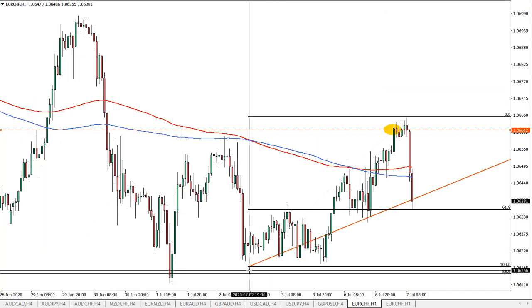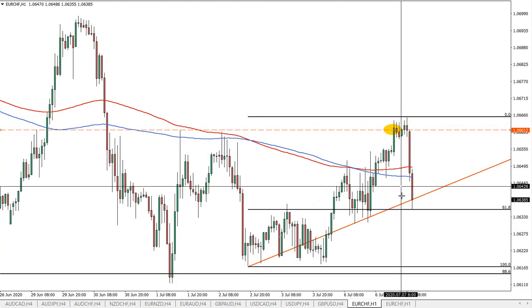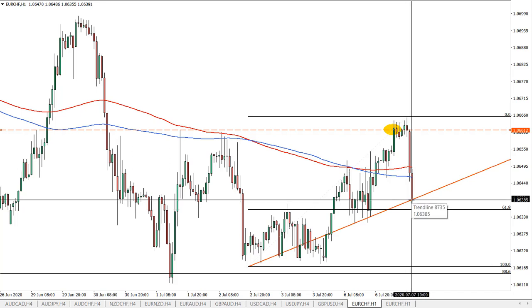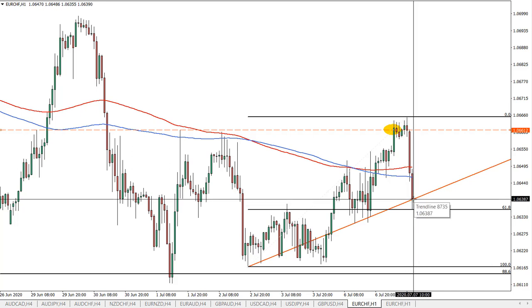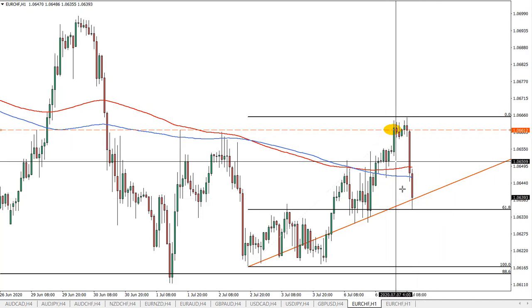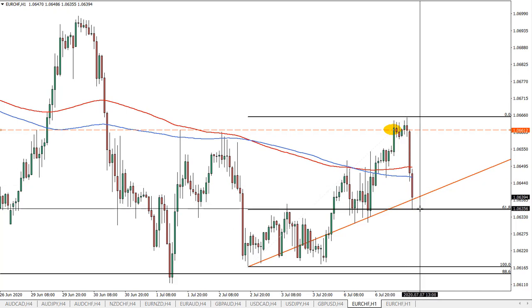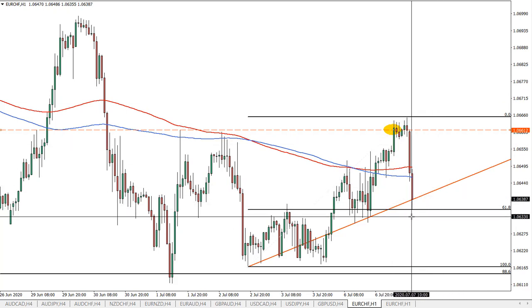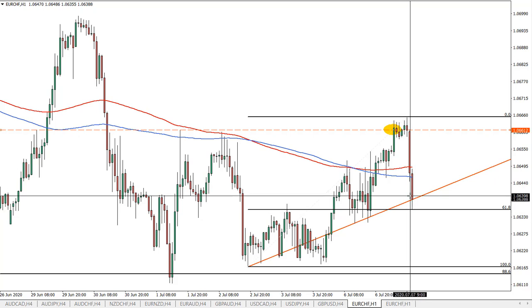So here I have applied FIBs to this overall uptrend, and price has reached cleanly the 61.8 FIB, and besides it has reached also the uptrend trend line. Now this makes me think that the uptrend is valid, and this pullback could be an opportunity for bulls to get into a potential buying trade.